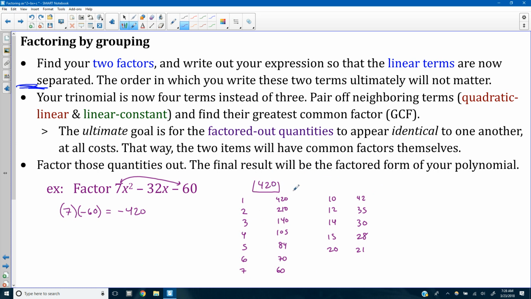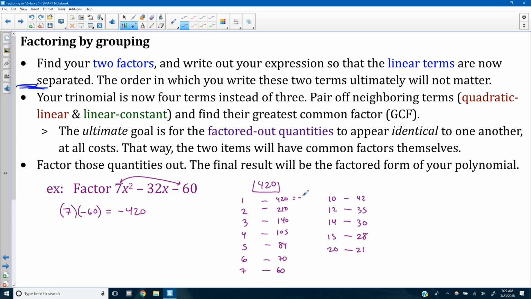Okay, here's my selective filtering process. My product here is negative, and my sum is negative. That means I'll have a negative times a positive, and the negative number will be larger. Otherwise, I'd get a positive sum. So I'm going to test all of these. Notice how I listed the smaller numbers first and the larger numbers second here. That allows me to do this.